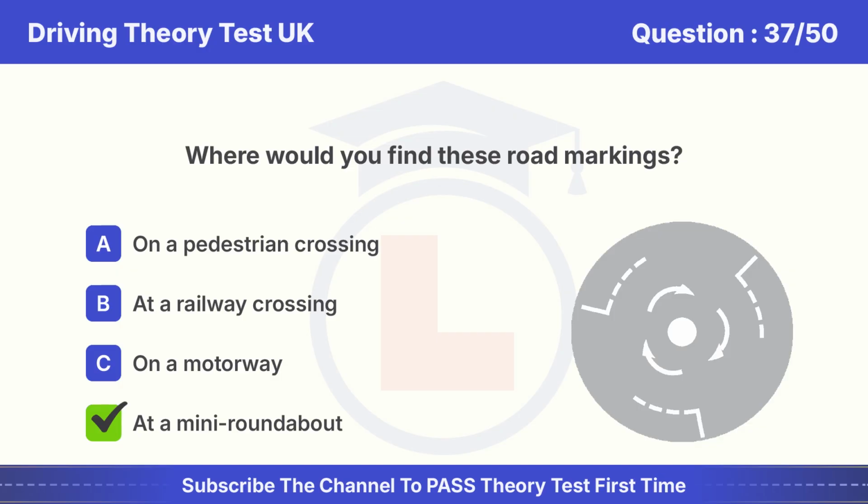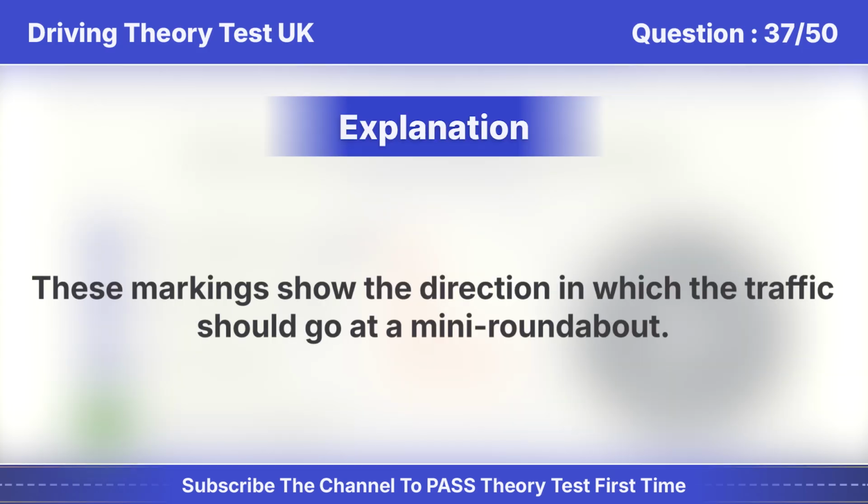Answer is D. At a mini roundabout. These markings show the direction in which the traffic should go at a mini roundabout.